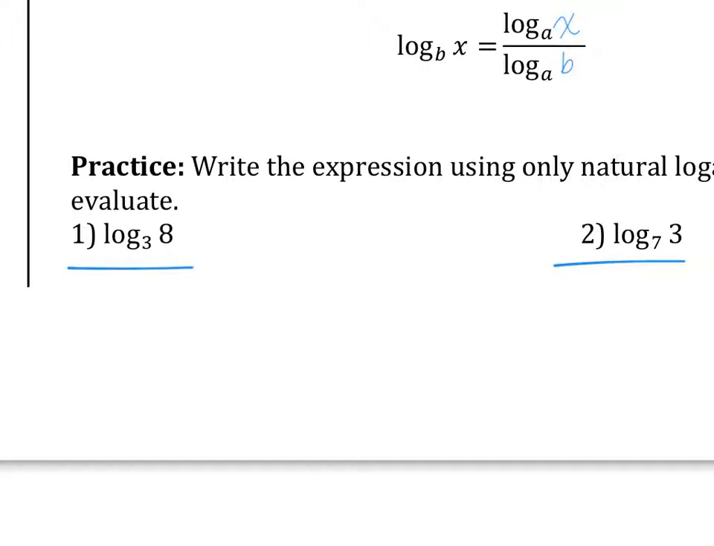Okay, number 1, the answer is 1.893. Number 2 is 0.565.